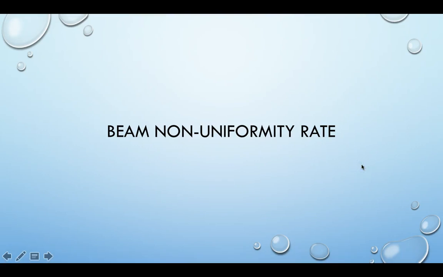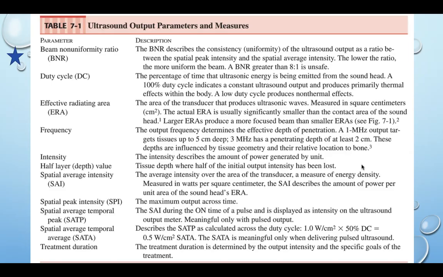Okay, our next term is beam non-uniformity rate, or what's known as the BNR. So the BNR describes how uniform the beam is that is being created from the crystal. Thinking back to our piezoelectric crystal, how uniform is that beam coming out? And we know that no crystal is perfect, and so no BNR is perfect, okay?